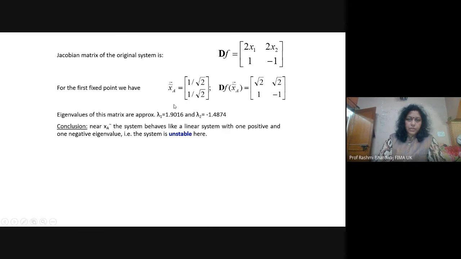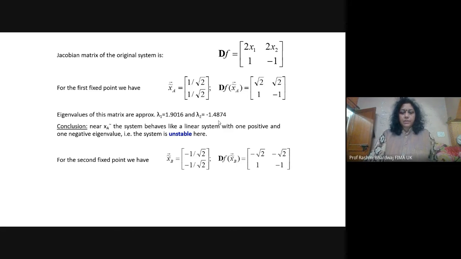And when you are solving it, your eigenvalues are approximately 1.9016 and minus 1.84. So this means they have opposite signs. One is a positive and one a negative value. And since you have a positive eigenvalue, that's why the system is unstable here.